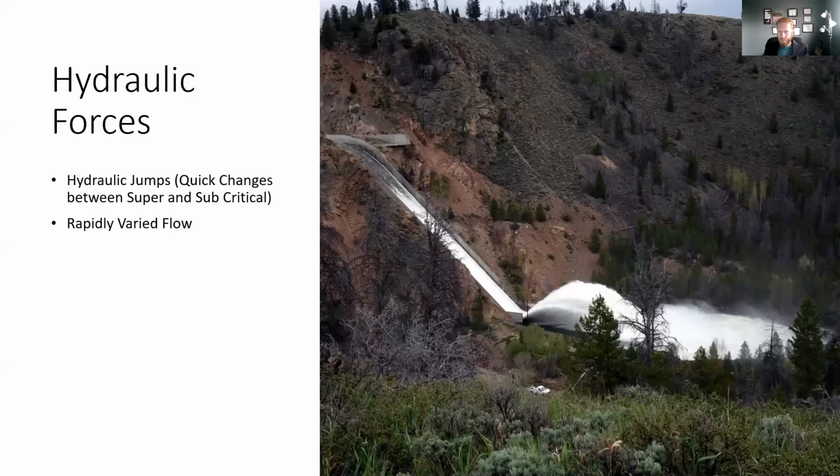And in that design example, we'll use a sluice gate, which is a gate that moves flow or measures flow of water. It's very common in water resources. So let's go over the hydraulic jumps. Now again, a hydraulic jump is a very, very quick change between super and subcritical flow. We call this rapidly varied flow, RVF.